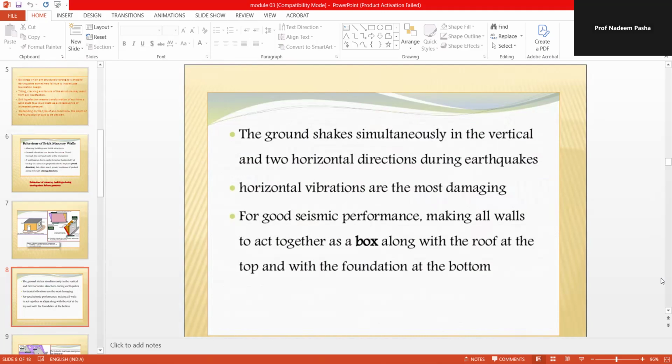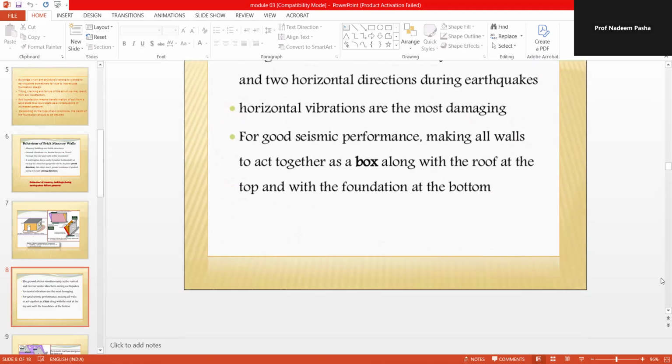For good seismic performance, make all walls act as a box along with the roof at the top and with the foundations at the bottom. Because horizontal forces are more likely to cause earthquake damage, for good seismic performance you have to make all the walls act as a box along with the roof at the top and the foundation at the bottom. If you assume a box, how will it be? It is closed at the top as well as at the bottom, and the remaining sides are provided with support, partitions. That type of building only you have to design.